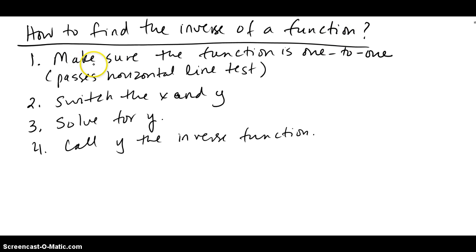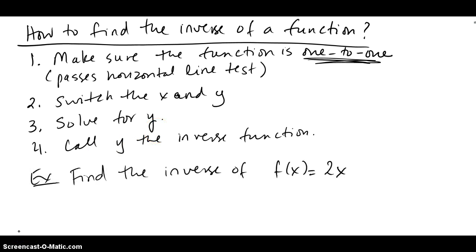The first thing, we want to make sure that the function is 1-to-1. So in other words, make sure it passes the horizontal line test if you can get a quick graph of it. Then you switch the x and y because that's essentially what inverses do. Then you solve for y and you call the y your inverse function. Let's do a quick example.